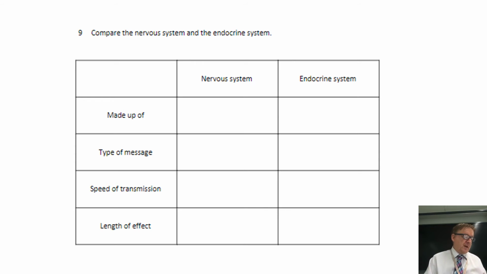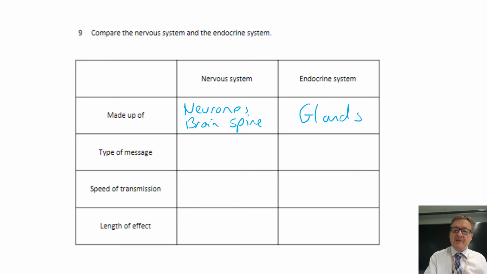Right. Compare the nervous system and the endocrine system. So the nervous system is made up of neurons, the brain, and the spinal cord. Obviously the brain and the spinal cord are made up of neurons as well, but that's fundamentally what it is. The endocrine system is made up of glands.